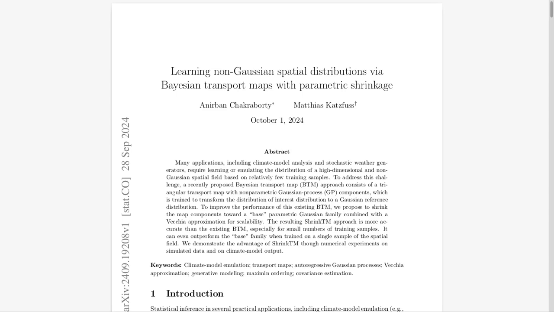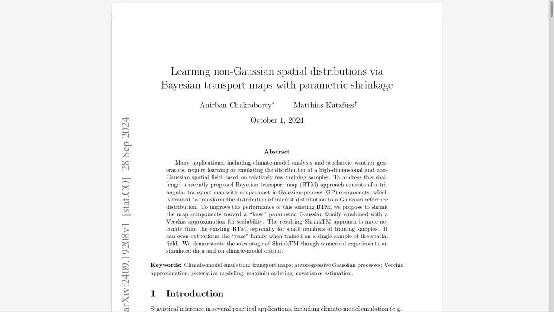Oh, absolutely a game changer. And guess what? That's exactly what we're diving into today. We're digging into a brand new paper, hot off the presses, October 2024, and it's tackling this exact problem head on. It's called Learning Non-Gaussian Spatial Distributions via Bayesian Transport Maps with Parametric Shrinkage. All right, so that might sound a little intimidating, I'll admit, but trust me on this one, it's way more interesting than it might sound at first.